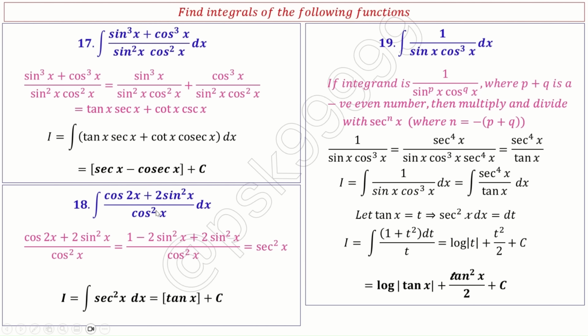Cos 2x plus 2 sin square x, divided by cos square x. This is a very simple expansion. So cos 2x I am writing as 1 minus 2 sin square x, plus 2 sin square x is there, which gets cancelled. So I am left with only secant square x, which is simple. Next.